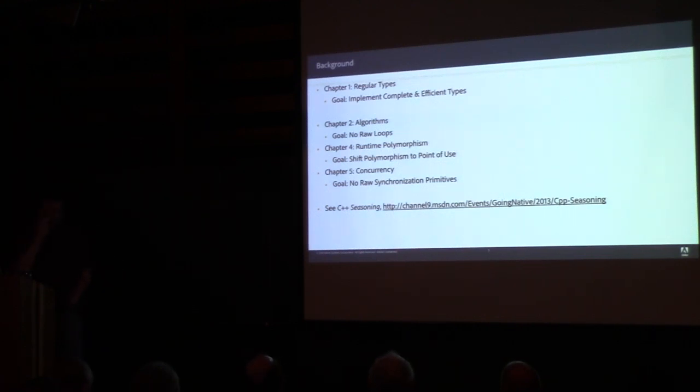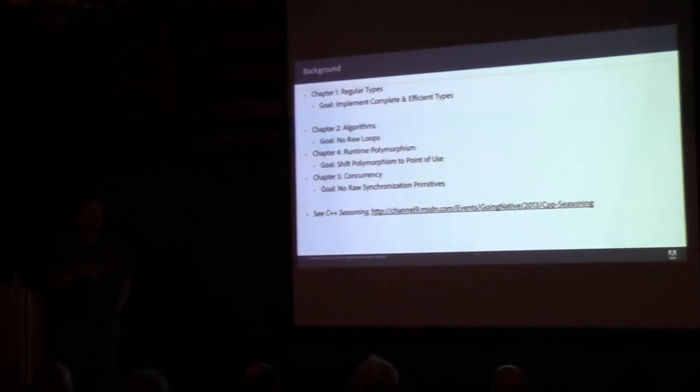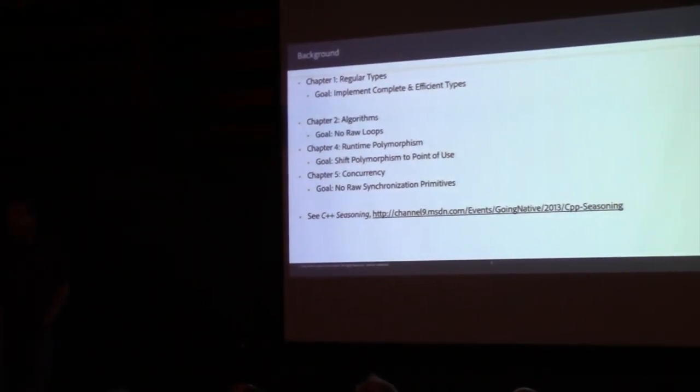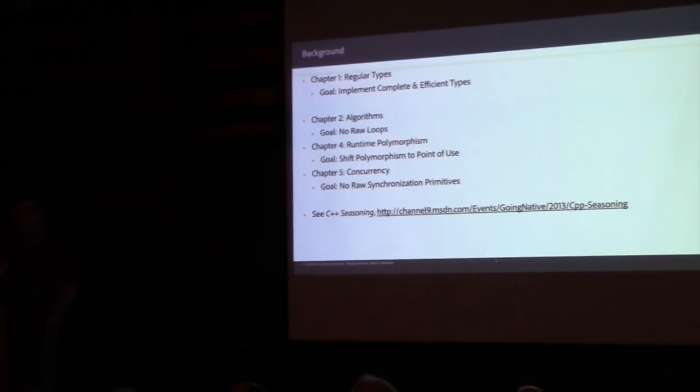So, this is how the book is looking, to give you some idea of where we're at. The working title of the book is going to be Goals for Better Code. And this is goal number one, which is a talk about regular types and implementing complete and efficient types. So, the three goals from the prior talk fit in here, not quite in the order they were in the talk. In the talk, I gave them as no raw loops, no raw synchronization primitives, which will become chapter five, and no raw pointers, which is really about shifting polymorphism to point of use, was the third goal. So that's roughly where those talks fit in.